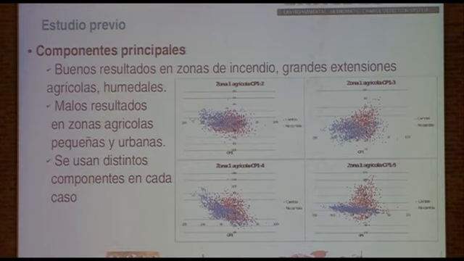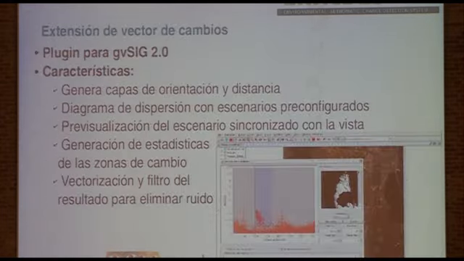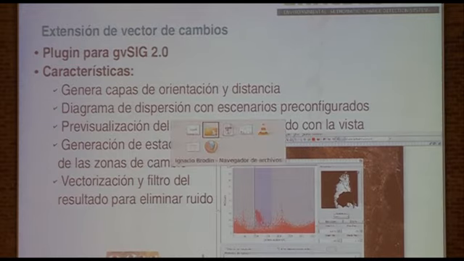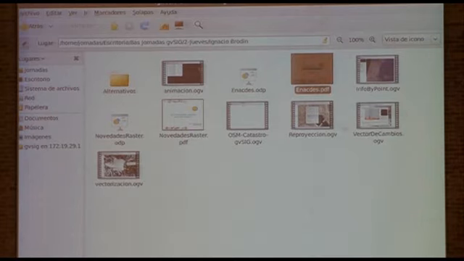And we see the different urban and rural areas. Here we have decided to develop a tool for gvSIG for this change reader. It is generating the transition and evolution layers and the scattering layers, and we are going to see that in the clip in a moment.